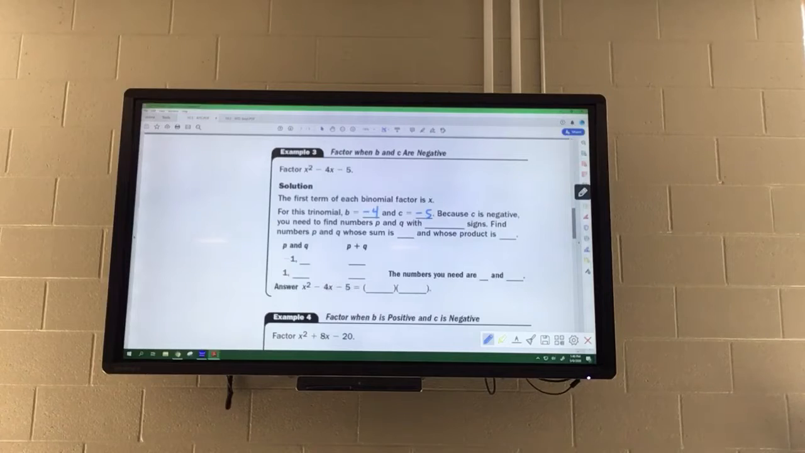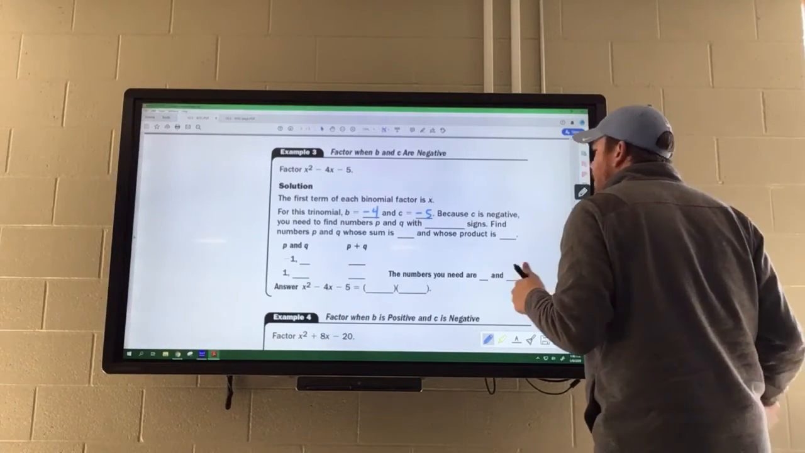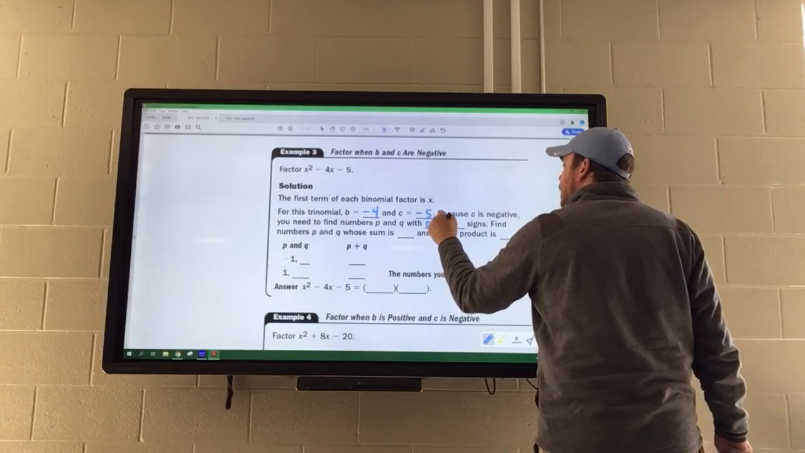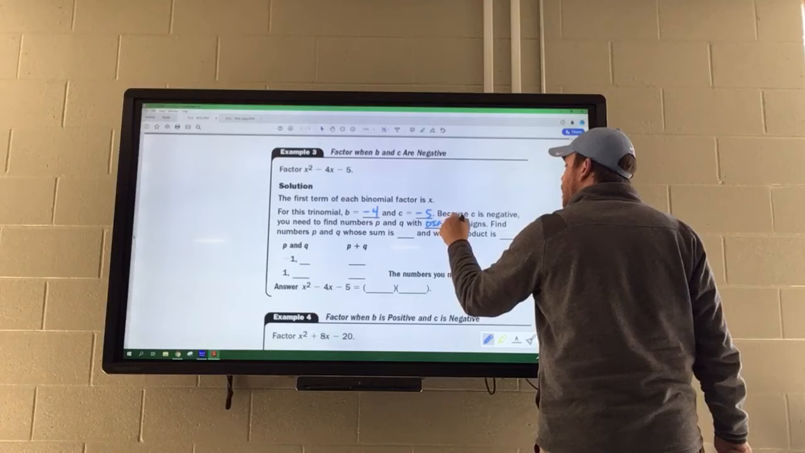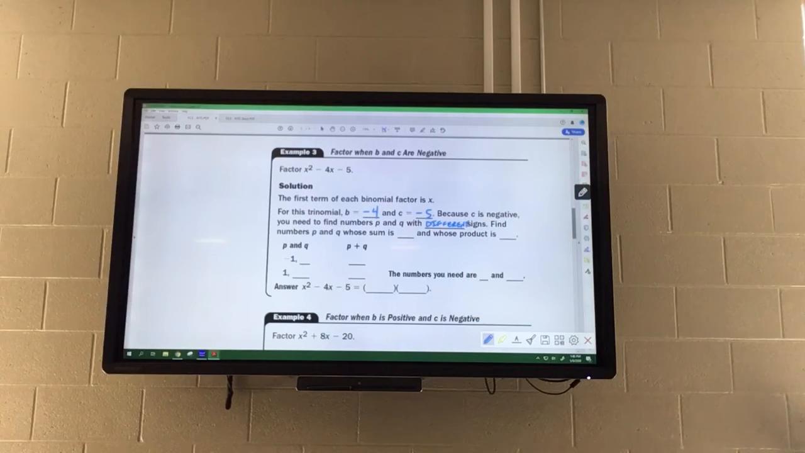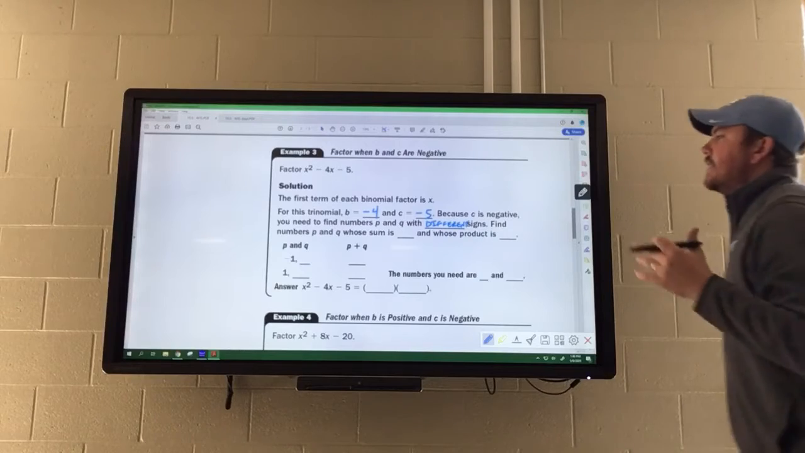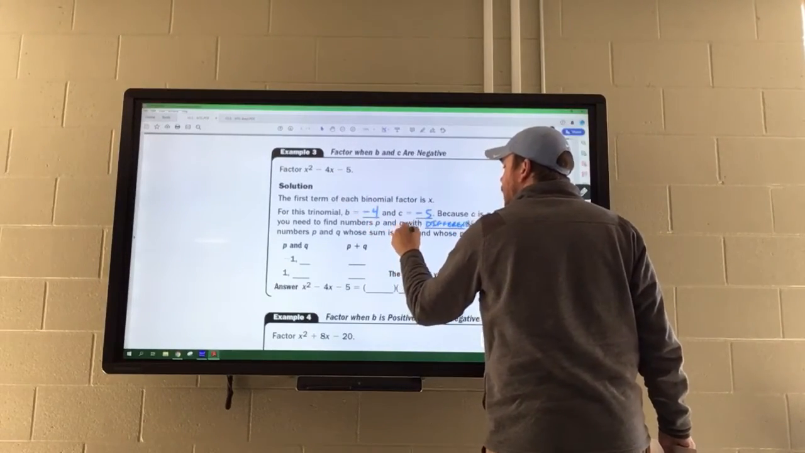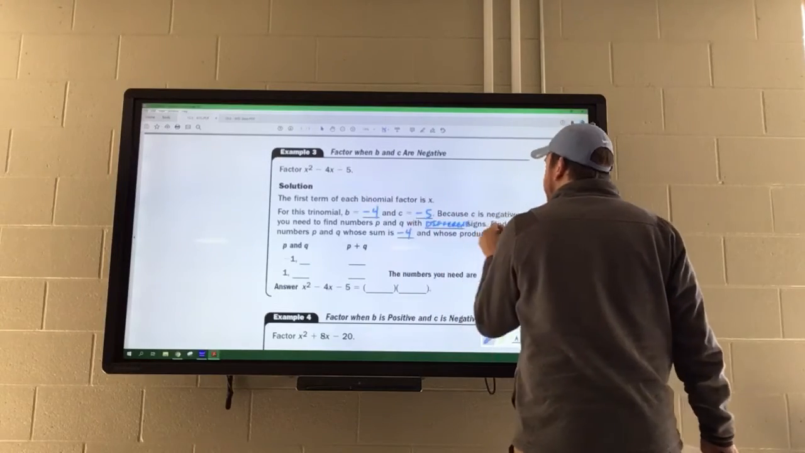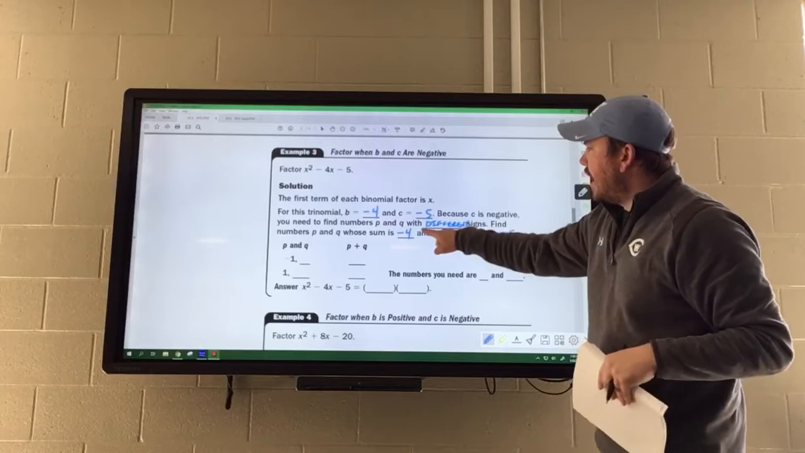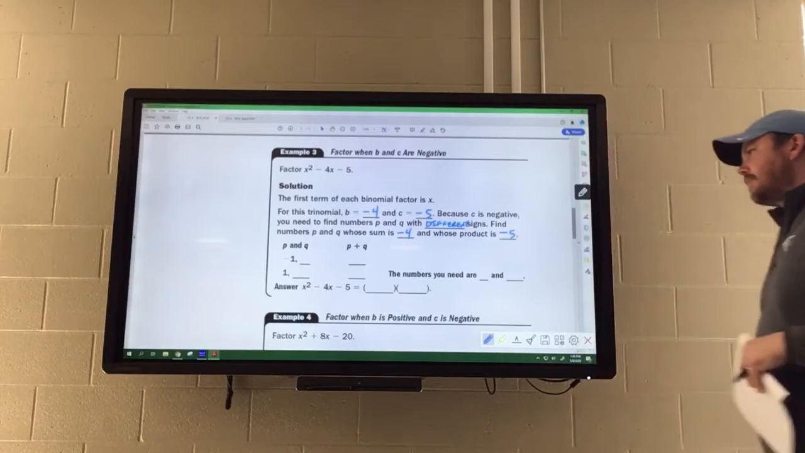Okay? Because that c value is negative, we will have to find numbers p and q with different signs. All right? So again, our goal here is to find two numbers whose sum is -4 and whose product is -5. Okay? So factors of -5 that add to -4.